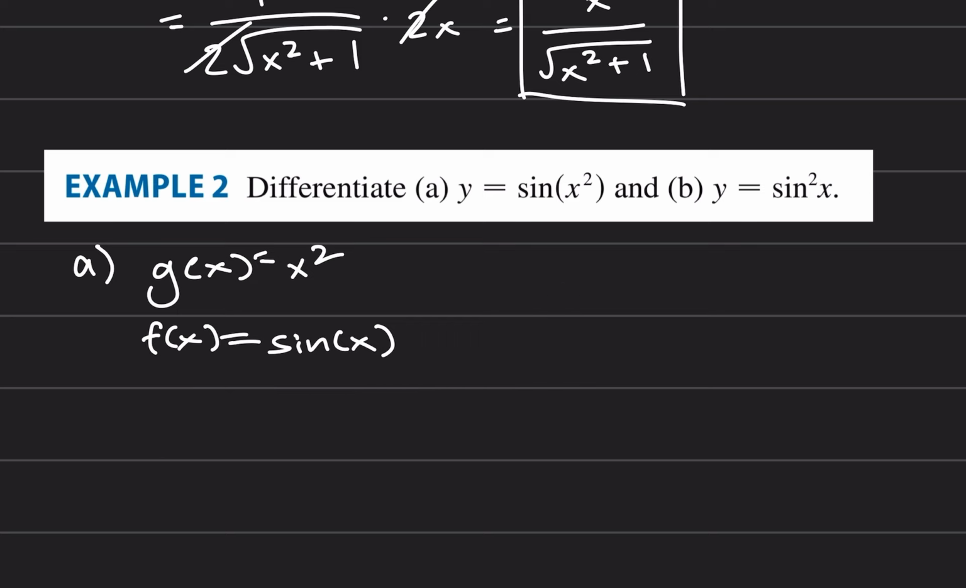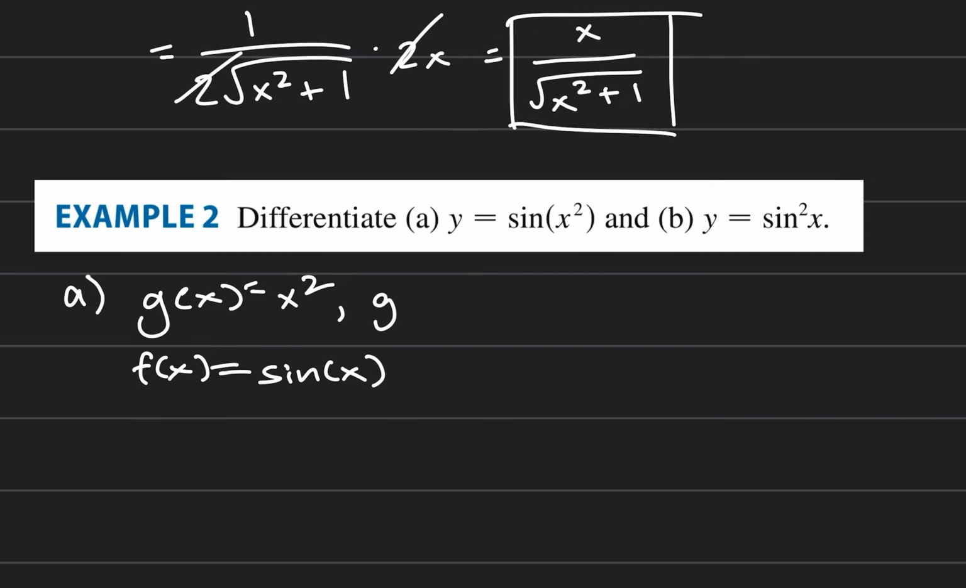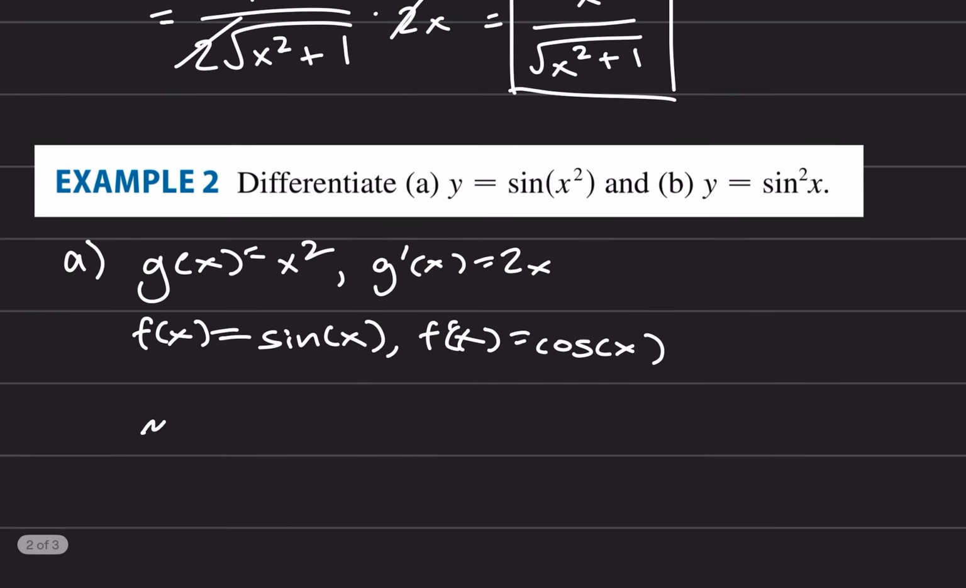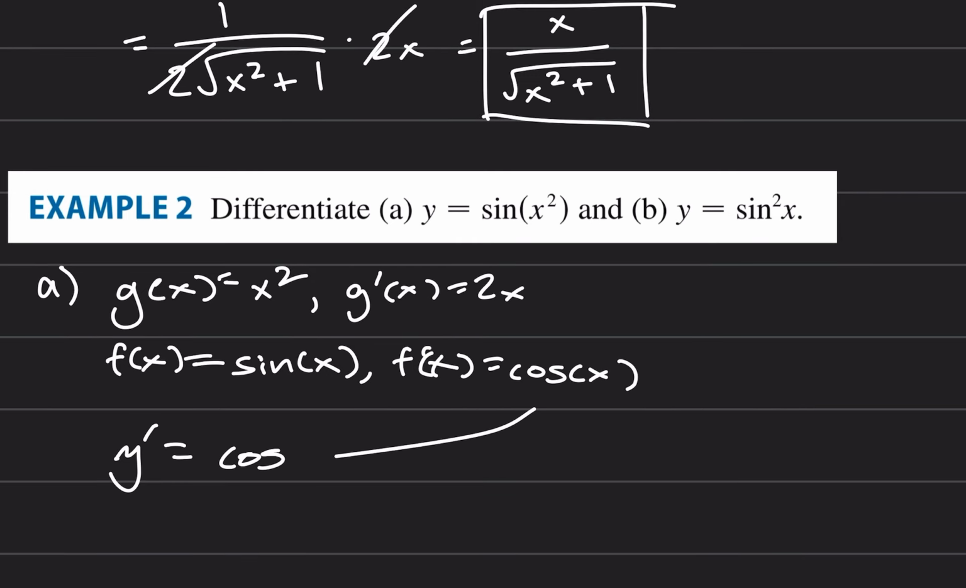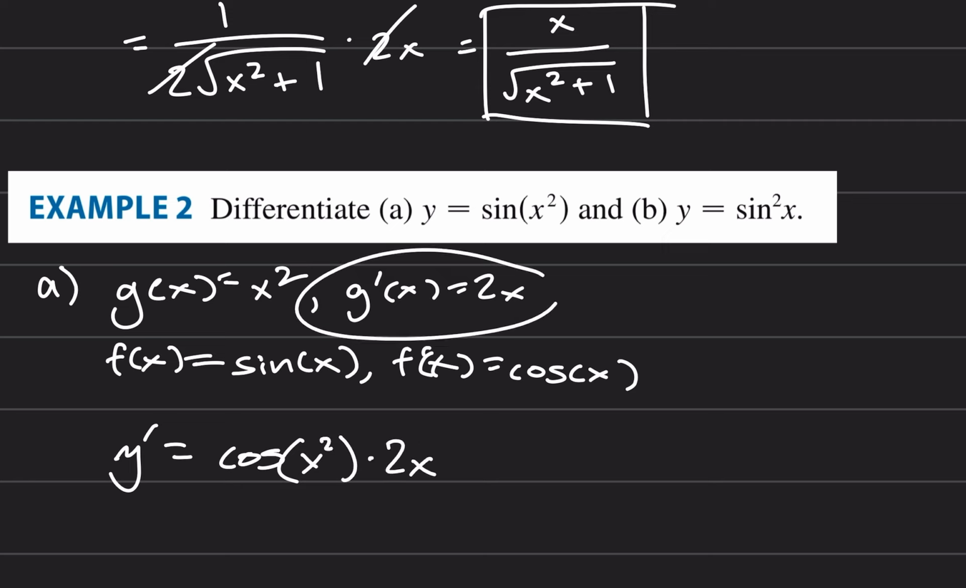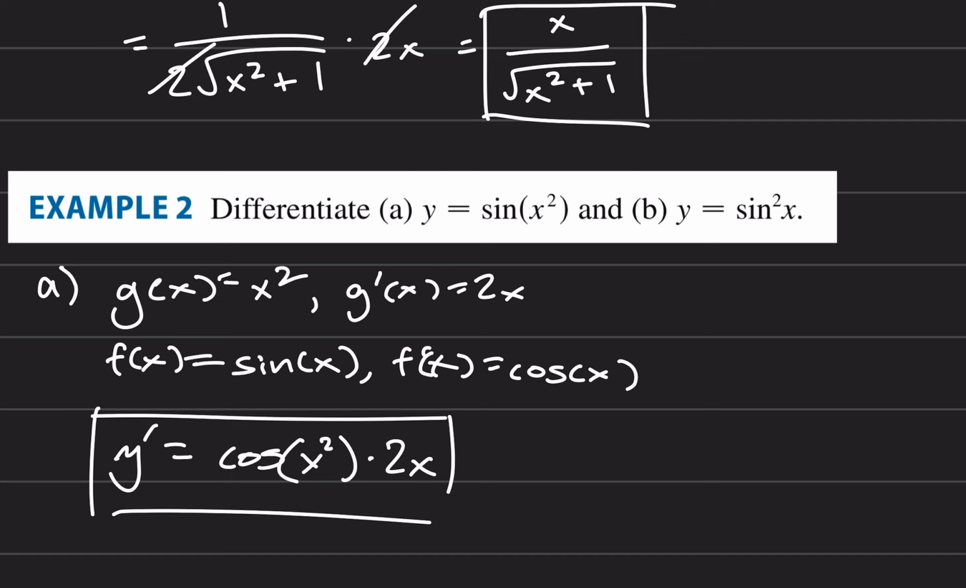Alright, so now we know we got the right things. Our second step is to differentiate. We're going to differentiate g of x, that gives 2x. Differentiate f of x, that gives cosine of x. Therefore, y prime is going to be cosine of g of x, x squared, times 2x, or g prime of x. And this right here is our answer.